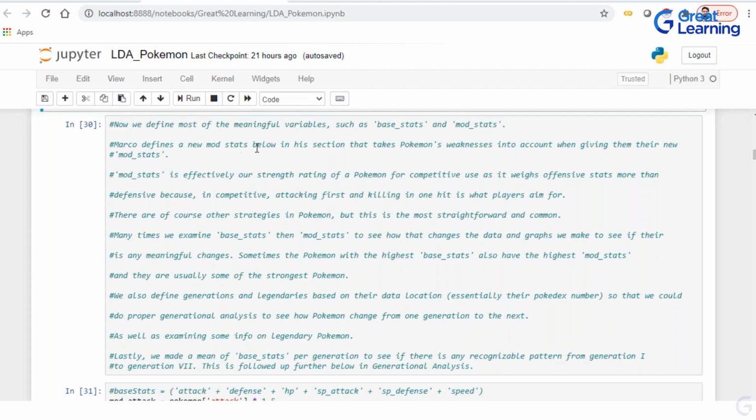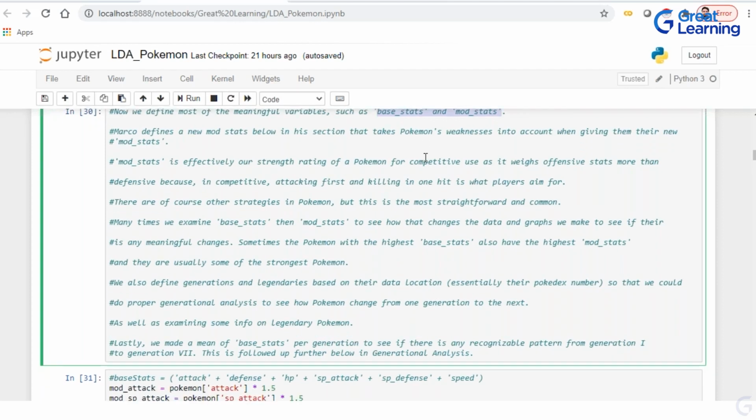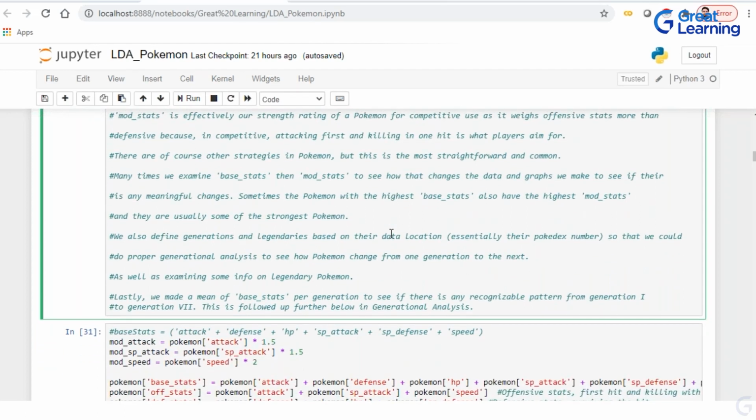So you see what we did, we defined most of the meaningful variables as base stats and mod stats. So in simple words, we were trying to find out, can we define the strength of a Pokemon? Based on its offense versus defense strategies, because we understand that the overall objective is to attack first. So that's what the competition is all about. Now, you can always play around with multiple strategies. Of course, in a game, you can come up with some defensive strategies sometimes and very, very attacking strategies. That's very fair. But we had to go by an assumption, right?